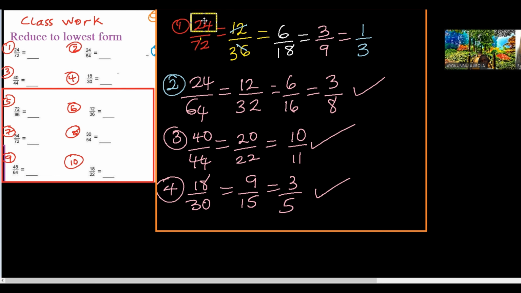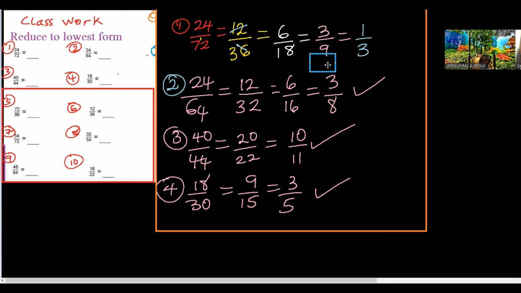So 24 divided by 2 gives me 12, okay? And 72 divided by 2 gives me 36. Since it is still divisible by a common number, or a common factor, I keep dividing by 2 again. 12 divided by 2 gives me 6, and 36 divided by 2 gives me 18. 2 can still divide both of them. 6 divided by 2 gives me 3, and 18 divided by 2 gives me 9.